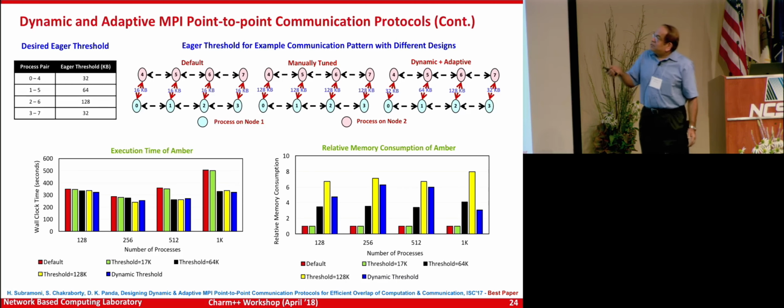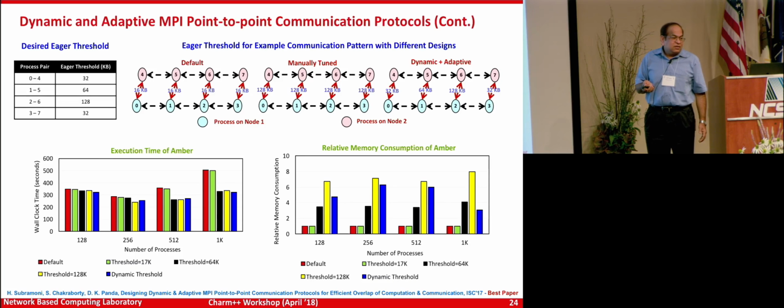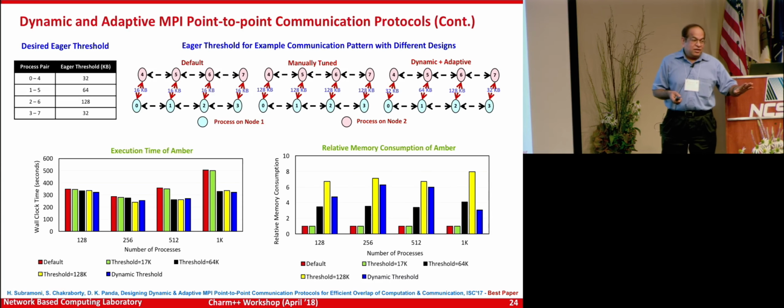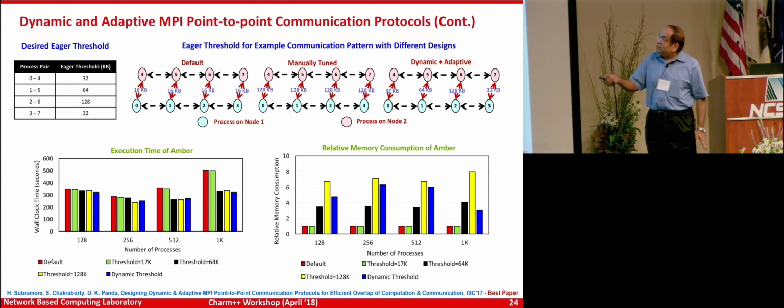So I can always manually tune and switch to 128 kilobytes. I will get good performance, but my memory footprint will start increasing. This is just an example of 4 processes. If it is a 1 million core system, and I am increasing all those buffers from 16 to 128 kilobytes, then it just blows up. But the question is, can it be done in a dynamic and adaptive manner? After the application starts running, if you detect the behavior of what is happening, can I independently set different thresholds for different pairs? No MPI library has done that yet. Everybody just goes either here or here.